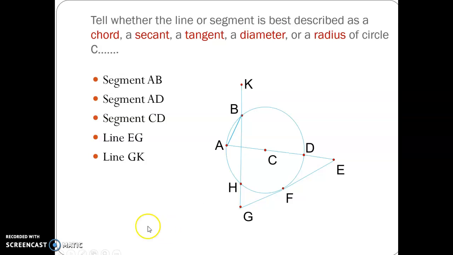Okay, and that's really all we're going to be covering right now. If you know secant, chord, tangent, diameter, and radius, you should be in good shape for this unit.